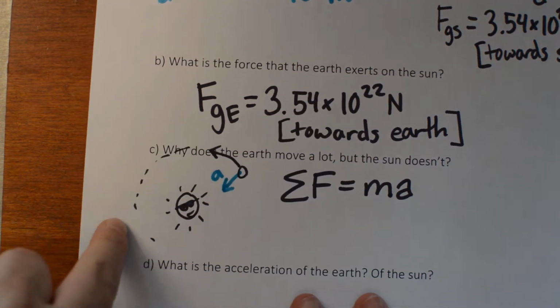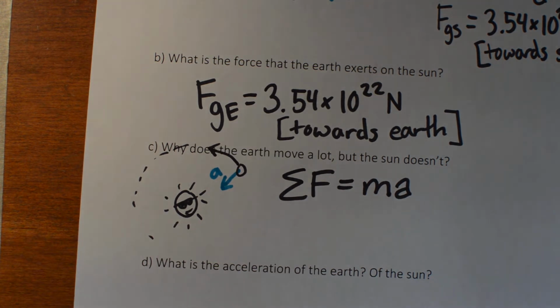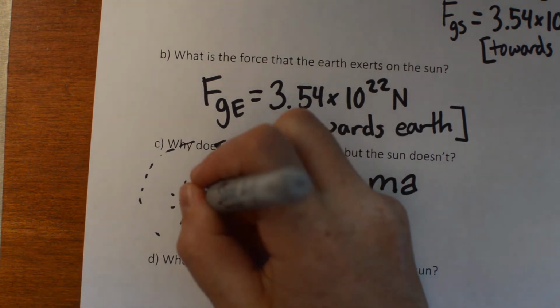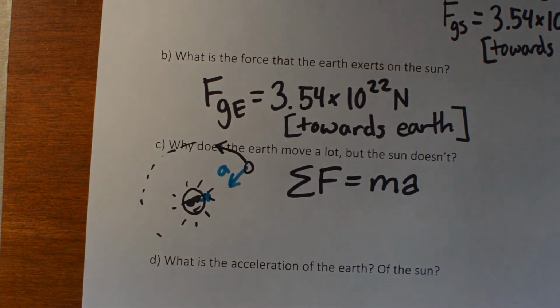That's what causes it to go in a circle. You're going to learn more about centripetal acceleration and circles in grade 12. And the sun actually does feel a little tiny acceleration towards the Earth, but it's so small, the sun doesn't really move a lot from it. It doesn't really influence the sun very much.